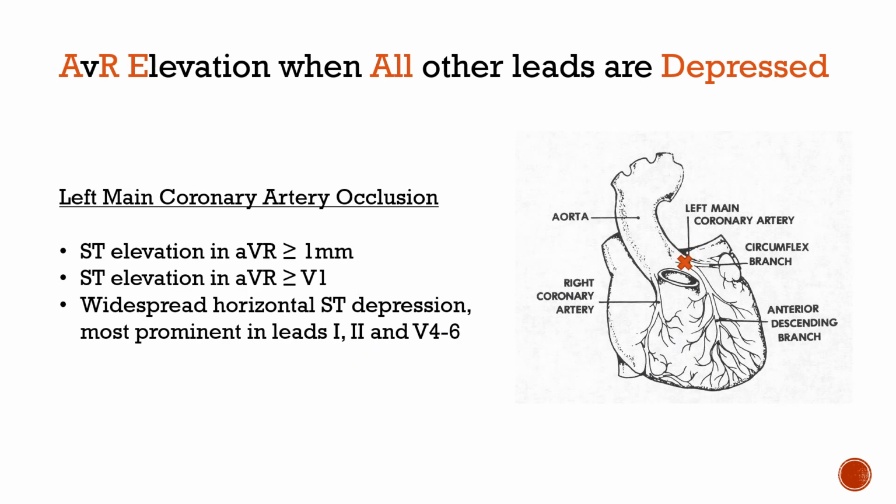Now this is representative of a left main coronary artery occlusion. The ST elevation in aVR is greater than 1 millimeter, ST elevation in aVR is greater than V1, and there is widespread horizontal ST depression, most prominent in leads I, II, V4, V5, and V6.